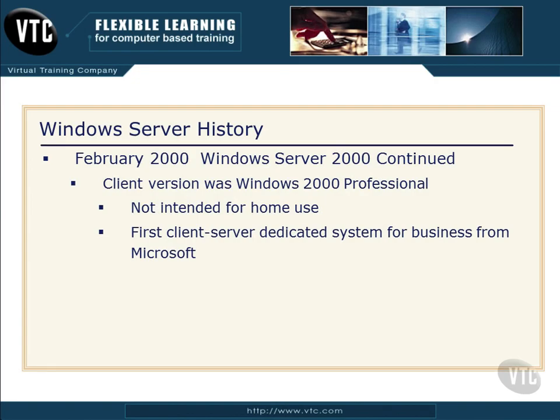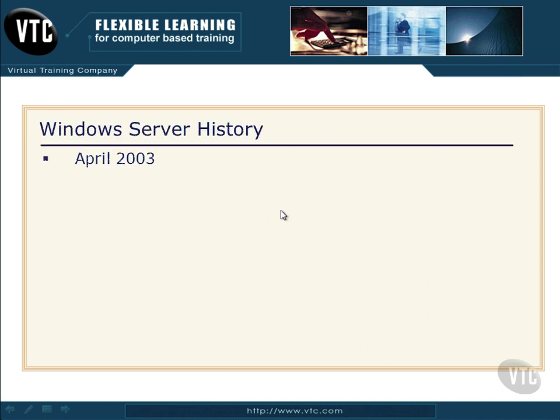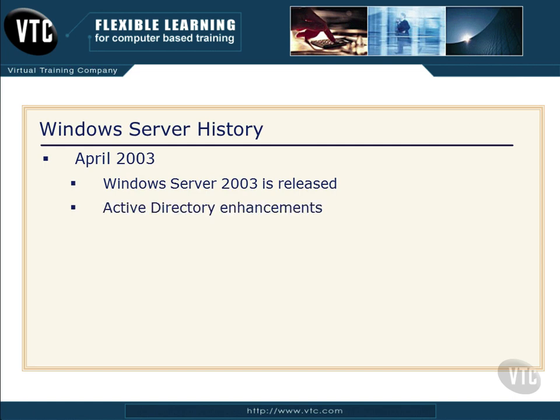Welcome to part 2 of Windows Server History. Now, if you remember in part 1, we stopped that video. We were talking about Windows Server 2000, specifically Windows 2000 Professional, the dedicated client system for Windows Server 2000. And that was in February of 2000. Well, in April of 2003, Microsoft released Windows Server 2003.